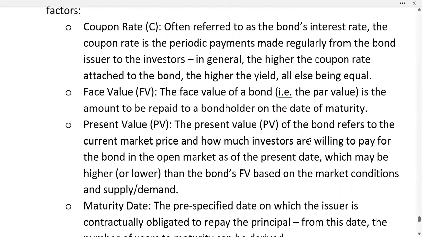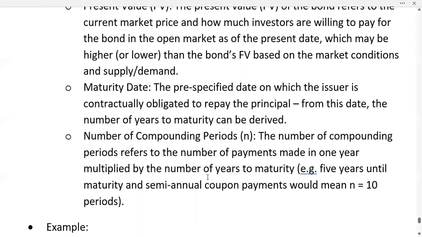Your present value, or PV, refers to the current market price and how much investors are willing to pay for the bond in the open market as of the present date, which may be higher or lower than the bond's FV based on the market conditions and supply and demand. Maturity date. This is the pre-specified date in which the issuer is contractually obliged to repay the principal. From this date, the number of years to maturity can be derived.